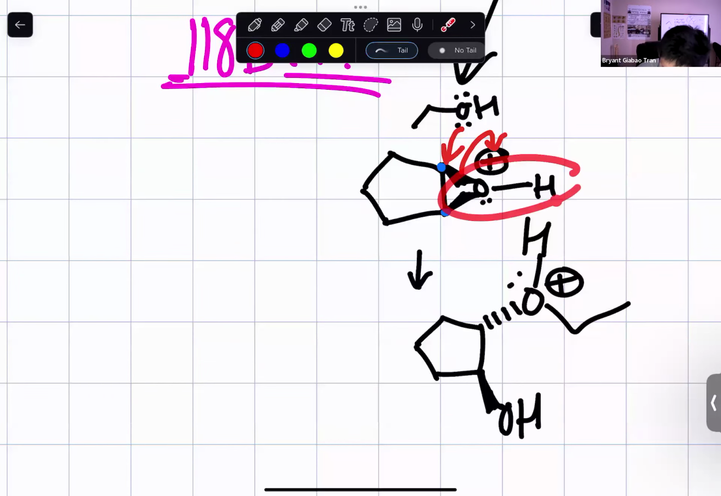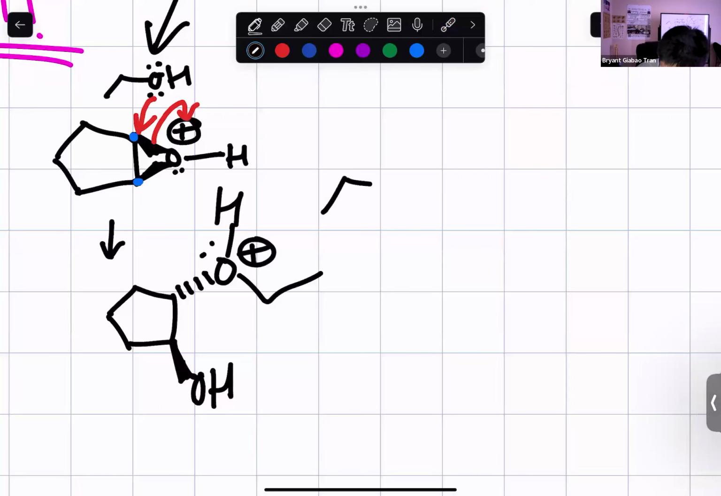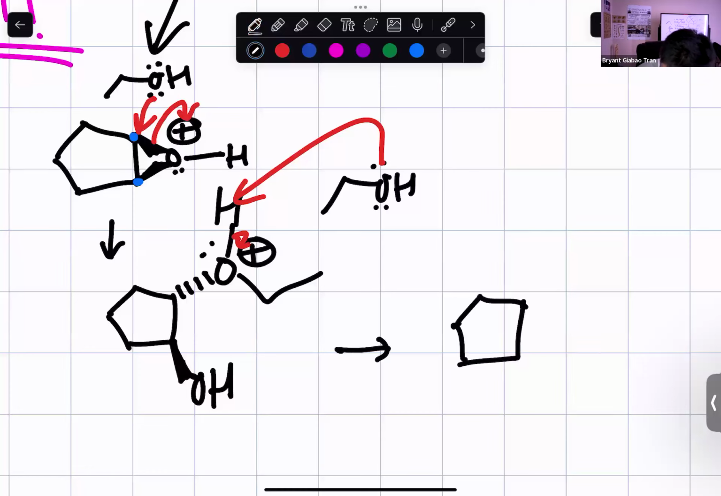This OH right here maintains its wedged bond because nothing touched that carbon, right? And this oxygen here is now neutral because it gained a pair of electrons from that bond that got broken off onto that oxygen right there, right? Now, the last step here is to just use another alcohol to deprotonate this positively charged oxygen to give us our neutral product here. Does that make sense?